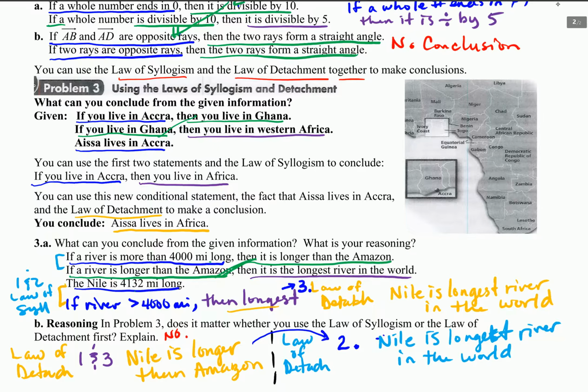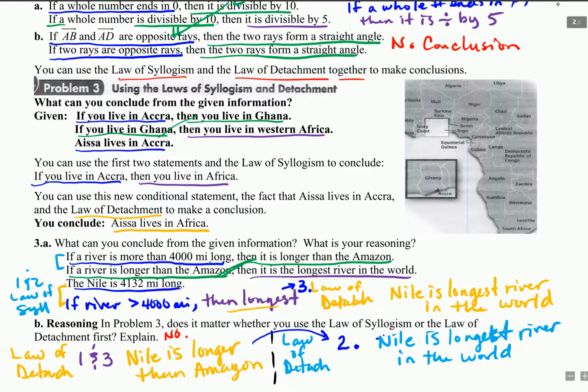Now the next question, you see why I didn't say anything that I was going to up above, says does it matter whether you use syllogism or detachment first? And it's no. Because let's look at this again. What if we started out by putting 1 and 3 together? 1 and 3, the requirement of statement 1 is a river is more than 4,000 miles long. Statement 3 says the Nile is more than 4,000 miles long. So we could make a statement that the Nile is longer than the Amazon.